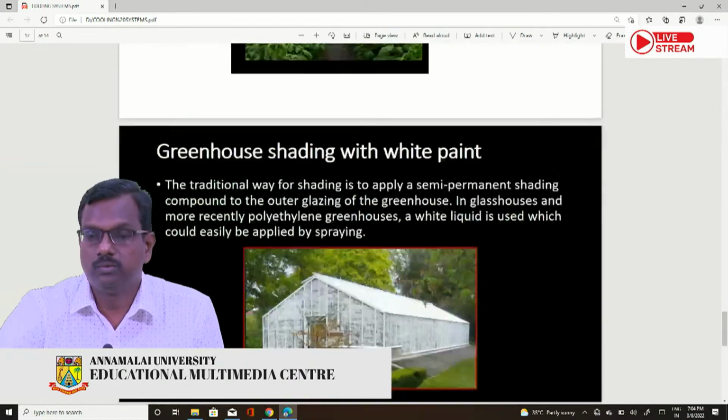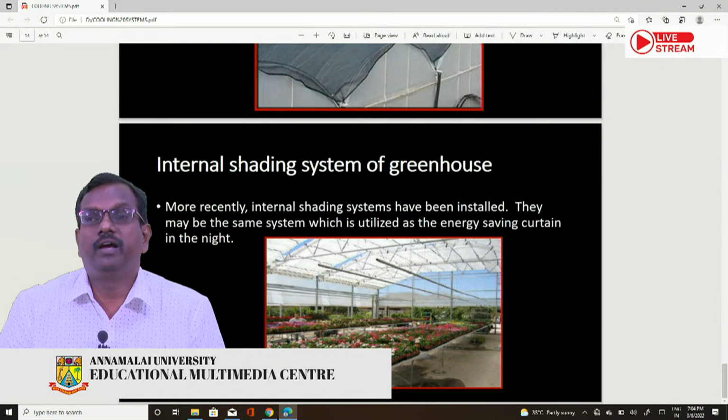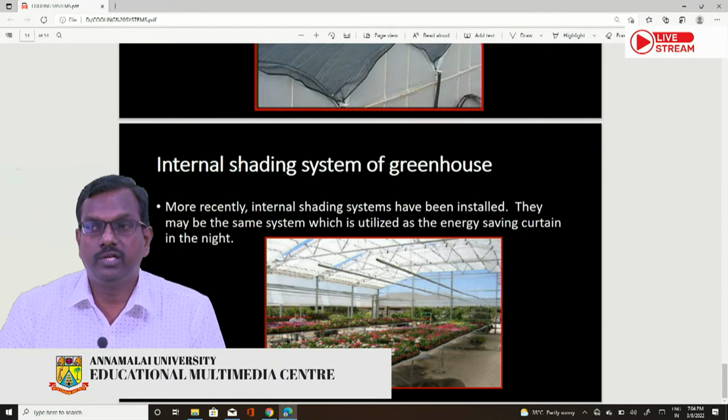Okay. So to sum up, today we have seen the cooling systems used in the greenhouse. The cooling is achieved through two major divisions: one is ventilation and the second one is shading. Under ventilation we have natural ventilation and forced ventilation. Under shading we have shading with white paint, external shading and internal shading.